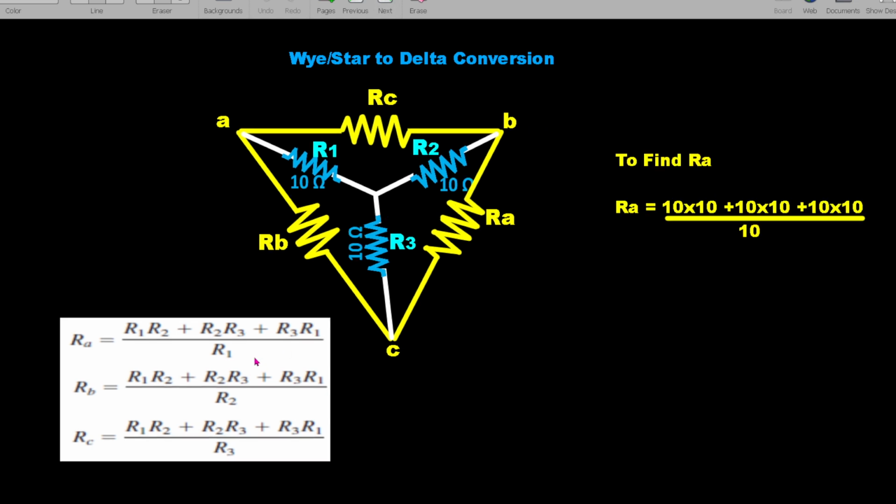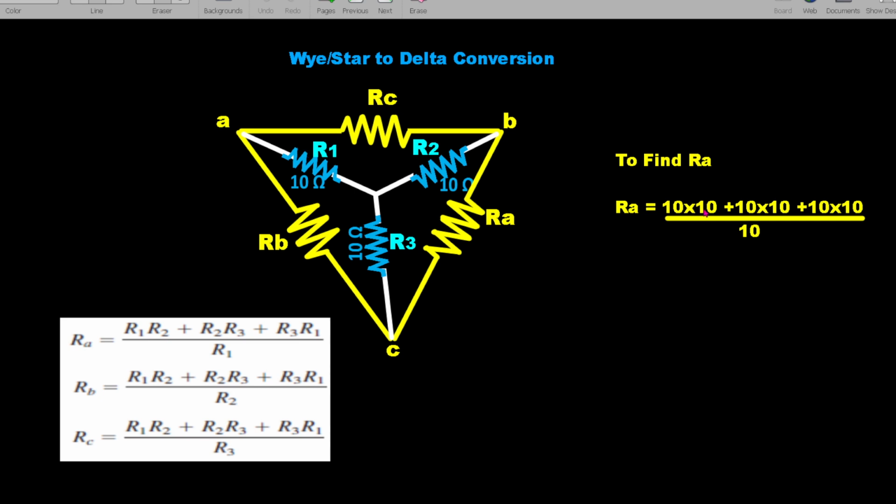Here the formula is available for the conversion. If you want to find this RA, which is an arm of the delta network, then the formula is R1 R2 plus R2 R3 plus R3 R1, divided by R1. For this, we multiply the product of R1 R2, then sum it with the R2 R3 product, then sum it with R1 R3, divided by the opposite resistor, R1.